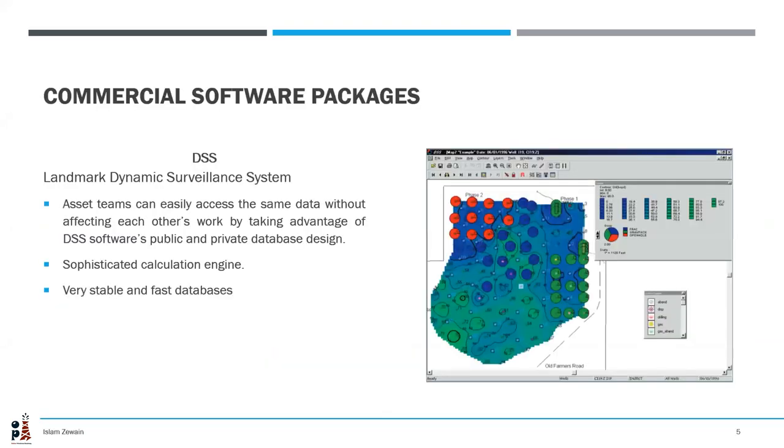Our next package is DSS, Halliburton Dynamic Surveillance System. It can handle a lot of data through a sophisticated database. You have two different databases connected to the software, called the public database and the private database. So everybody can work in his own procedure until he has a result, then share the result through the public. So no one can damage another's database or workflow. It has a very sophisticated calculation engine. It's a very stable database, and it can handle a lot of data and different types of databases. But unfortunately, the graphical user interface is very, very old, and you may have some difficulties doing a workflow.